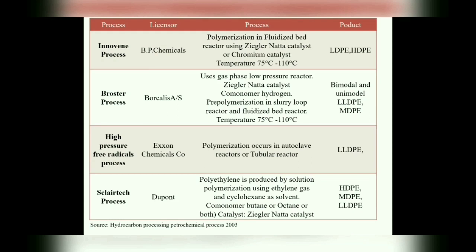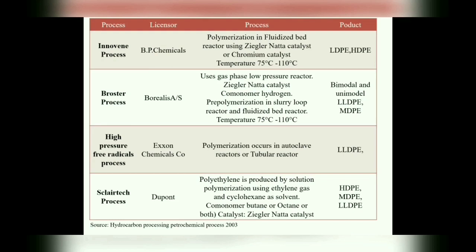The Borstar process by Borealis uses a gas phase low pressure reactor, Ziegler-Natta catalyst, comonomer, hydrogen, pre-polymerization in a slurry loop reactor and then a fluidized reactor, and the temperature is the same, obtaining bimodal and unimodal linear low-density polyethylene and medium-density polyethylene. Exxon Chemicals Corporation uses a high-pressure free radical process. The polymerization occurs in autoclave reactors or a tubular reactor, obtaining linear low-density polyethylene.